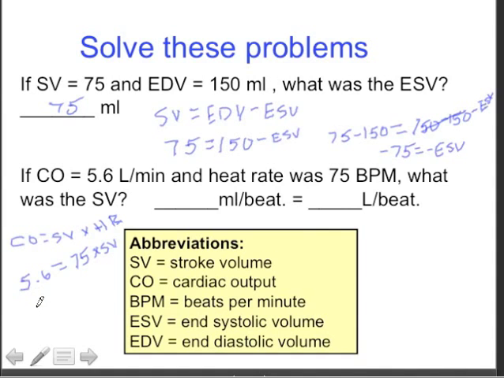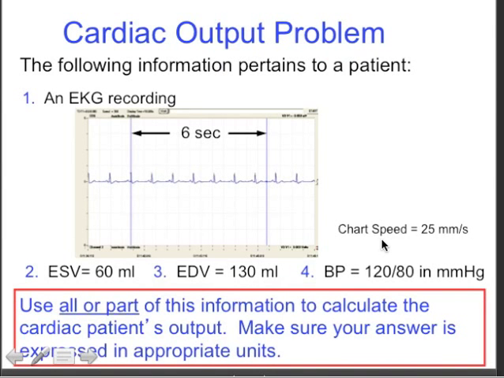So what we got to do is rearrange this. Stroke volume then would equal 5.6 divided by 75, and that gives us 74.6 milliliters per beat. And if we want to get that in terms of liters, we got to move the decimal point over 3 places, and that's going to be 0.0746. Okay? Good.